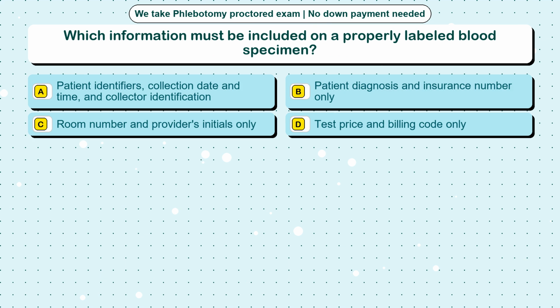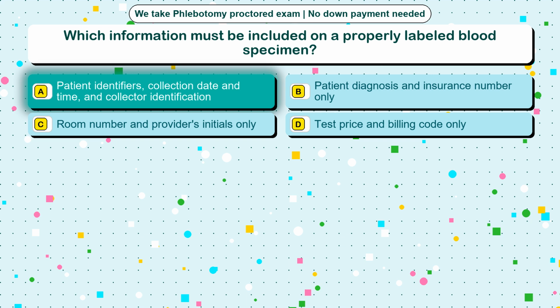Question 3. Which information must be included on a properly labeled blood specimen? Option A, patient identifiers, collection date and time, and collector identification. Option B, patient diagnosis and insurance number only. Option C, room number and provider's initials only. Option D, test price and billing code only. The correct answer is option A, patient identifiers, collection date and time, and collector identification.